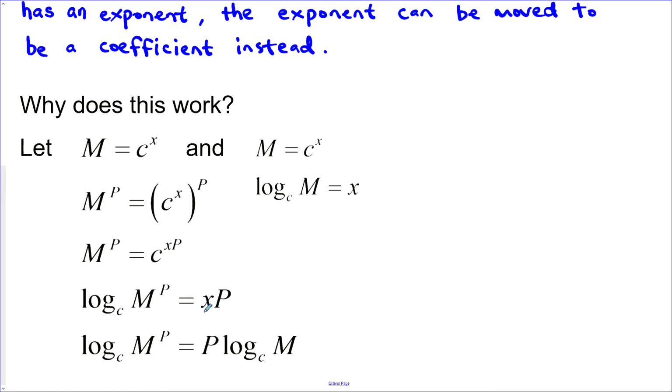Now, right at the end here, I'm going to replace x with this expression right here. And so you can see that if m has an exponent of p, it does in fact equal p as a coefficient in front instead. And the other way would work too. If we had a coefficient that we didn't want in front, we could move it into the exponent position. Just be careful that the exponent of the argument needs to be the exponent of the whole argument and not just a part of it. So this is our third log law.